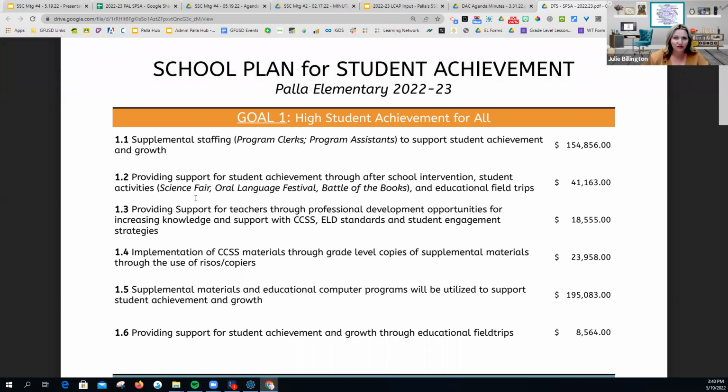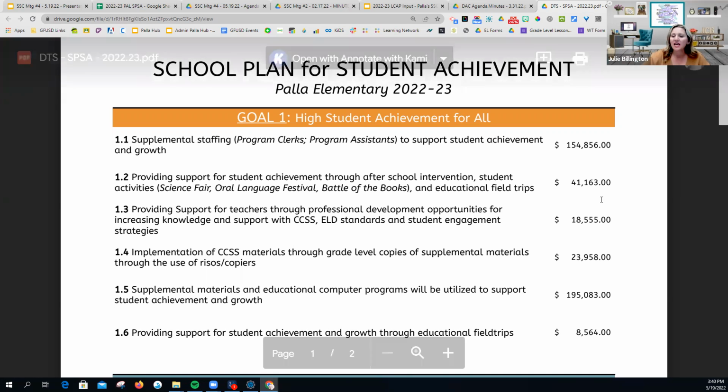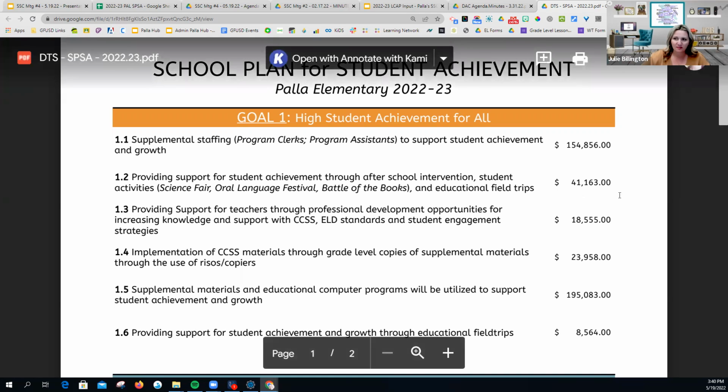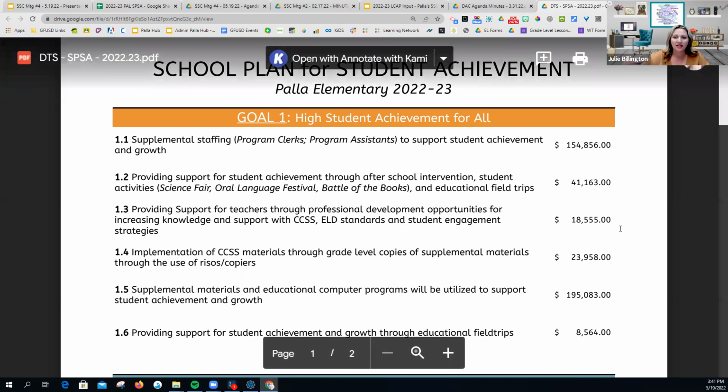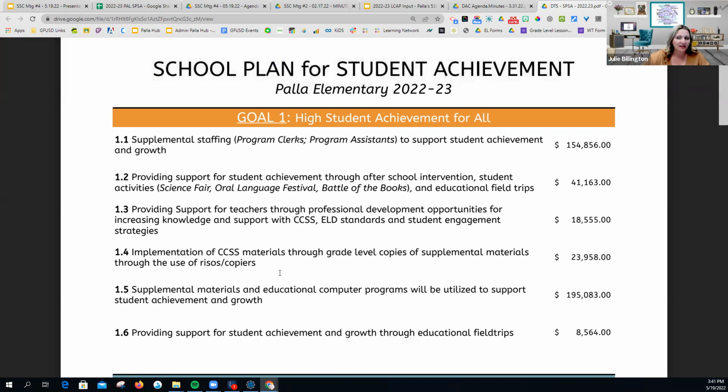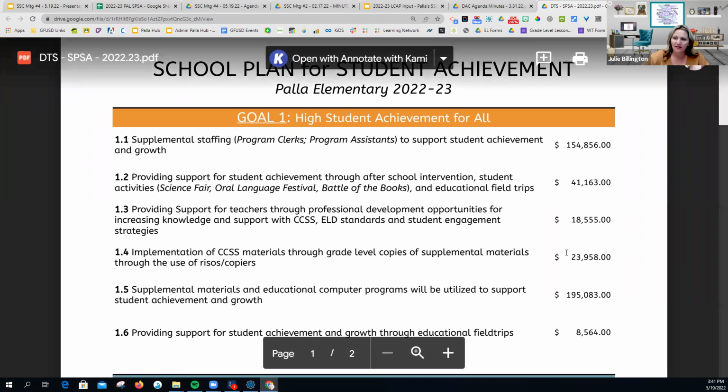So the after school interventions, we have the different student activities, the different field trips that they go on. And so that's the money allotted for that action. Also the providing support for the professional development that I mentioned. And so that's the money allotted for that piece. And then I have the grade level copies, supplement materials, paying for the maintenance of our copy machines. And that's in this area here, or the money allocated in that action.